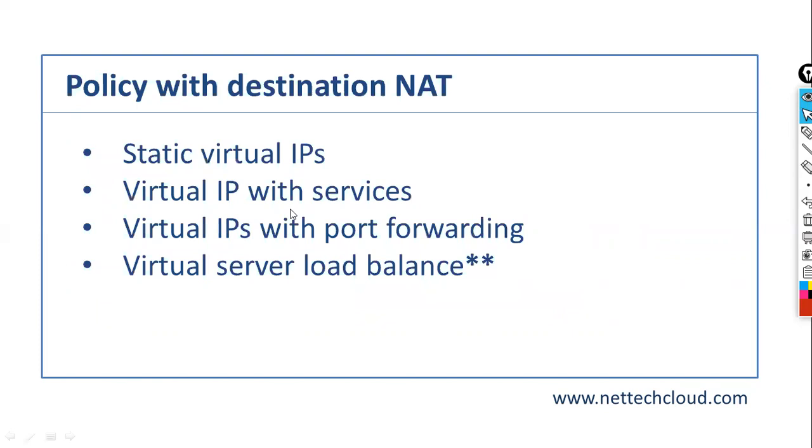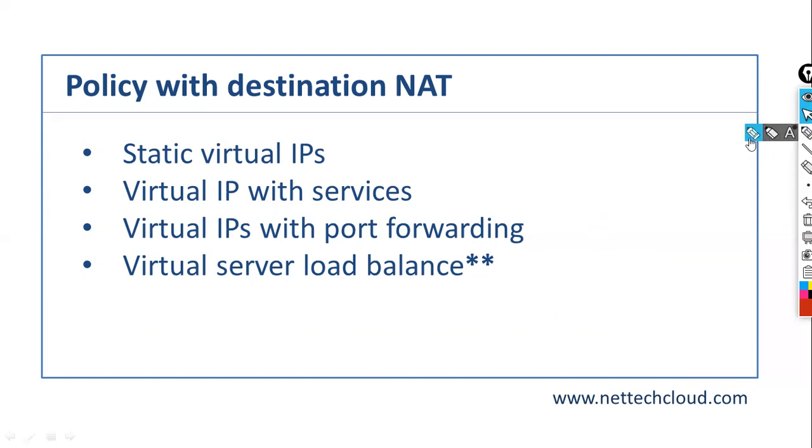And then we have destination NAT. With destination NAT, we can translate both the destination IP as well as the destination port address. Both can be translated. We can also do port forwarding, so that if a request hits port 8080, then that should be translated to port 80.